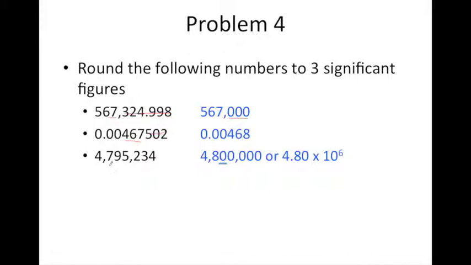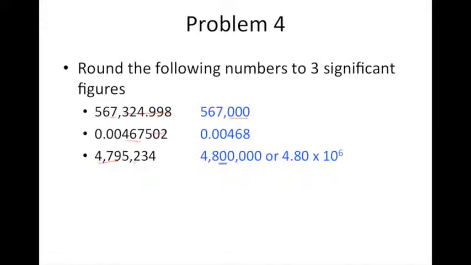And finally, we want to round this number to 3 sig figs. So the 4, 7, 9 would be significant. We're dropping the 5, 2, 3, and 4. The 5 here, of course, tells us that we need to round this up. So we would round this up to 480. So this would be 4,800,000 would be the answer.